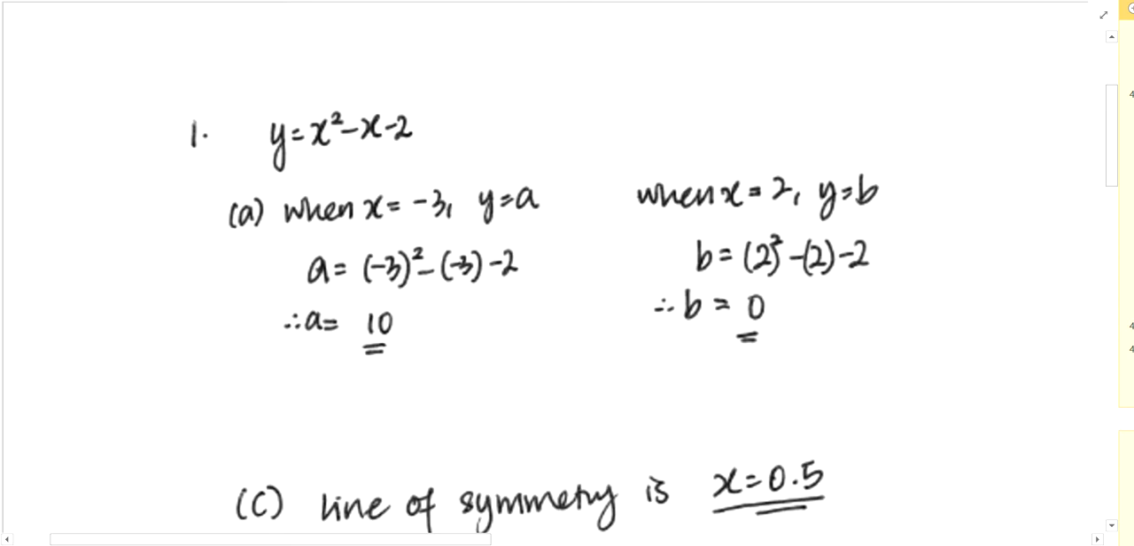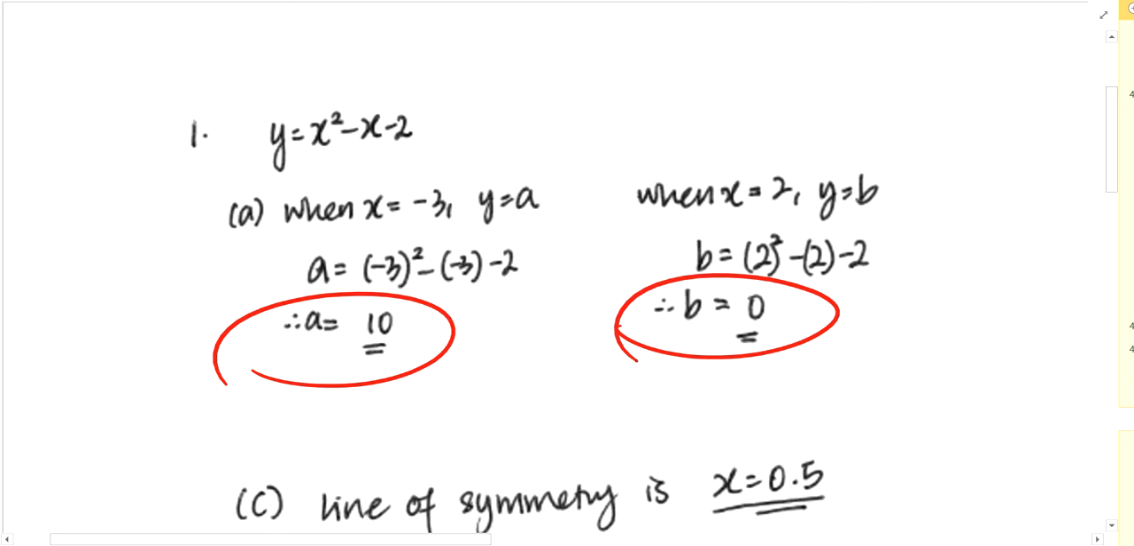Okay, part A, the answer for the unknown A is 10. The unknown for B is 0. Just simple substitution. Who got both of these correct? Raise your hand. Who got both correct? Fadila, did you get it correct? Or haven't you done it? Put your hands up. Stay with the class, follow the pace.